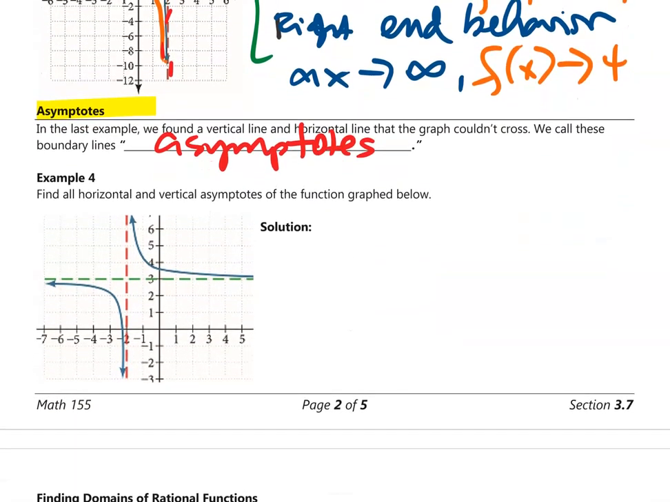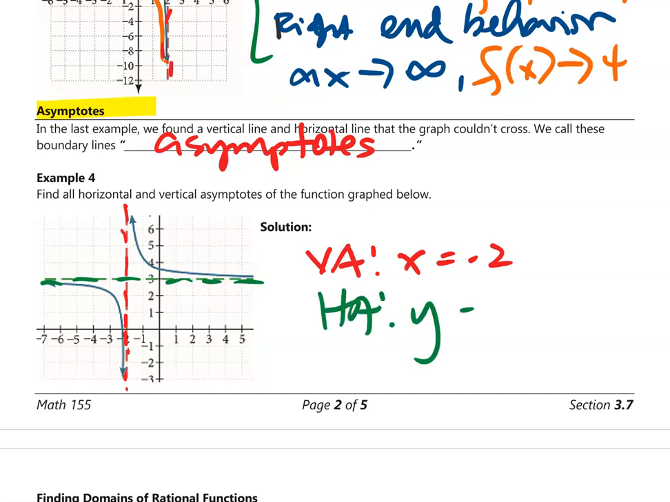An example here, find the horizontal and vertical asymptote of the function graph below. This dotted line here, that is your vertical asymptote. That is when x is equal to -2. And this green line here is your horizontal asymptote. That is when y is equal to 3.